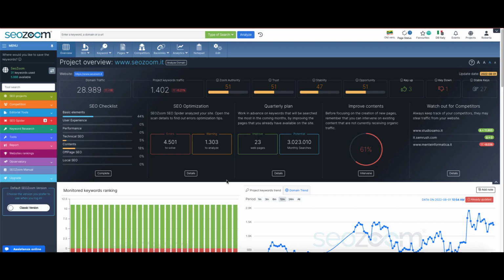Hi there! Let me introduce to you our project overview, where you begin to find out the actual areas to work on today and in the coming weeks. In the project overview, you have all the aggregate info, both in terms of the data of the individual project and the individual keywords you are monitoring, and the overall website activity.